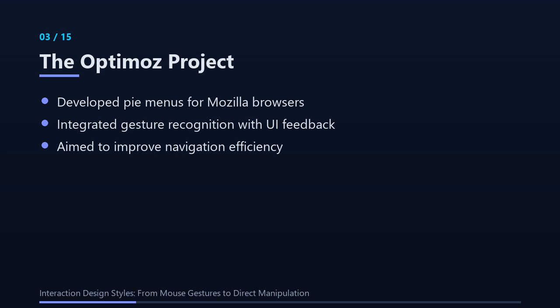By providing visual cues at the moment of gesture completion, Optimos reduced the cognitive load associated with remembering abstract shortcuts. User studies reported a measurable decrease in task completion time, especially for navigation-heavy tasks such as browsing multiple tabs. The project demonstrated that when gestures are coupled with clear visual feedback, the interaction becomes both powerful and learnable.